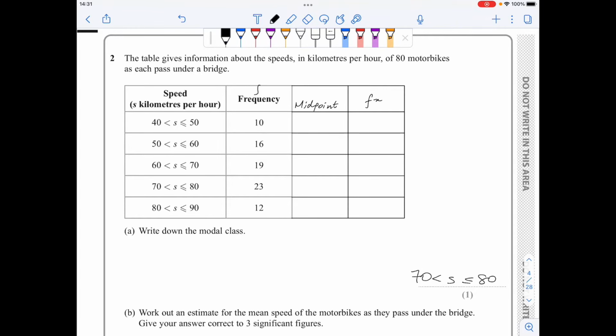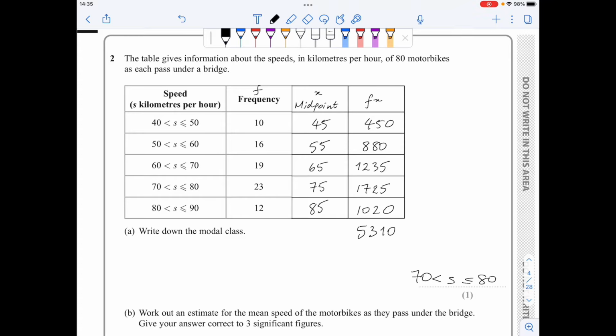Now f is the frequency column, x is the midpoint. So the midpoints are 45, 55, 65, 75, and 85. And for the fx, I'll multiply 10 by 45, that's 450, 16 by 55, 880, and so on. The sum of the last column is 5,310, and the sum of the frequency column is 80. This is also given by the question.